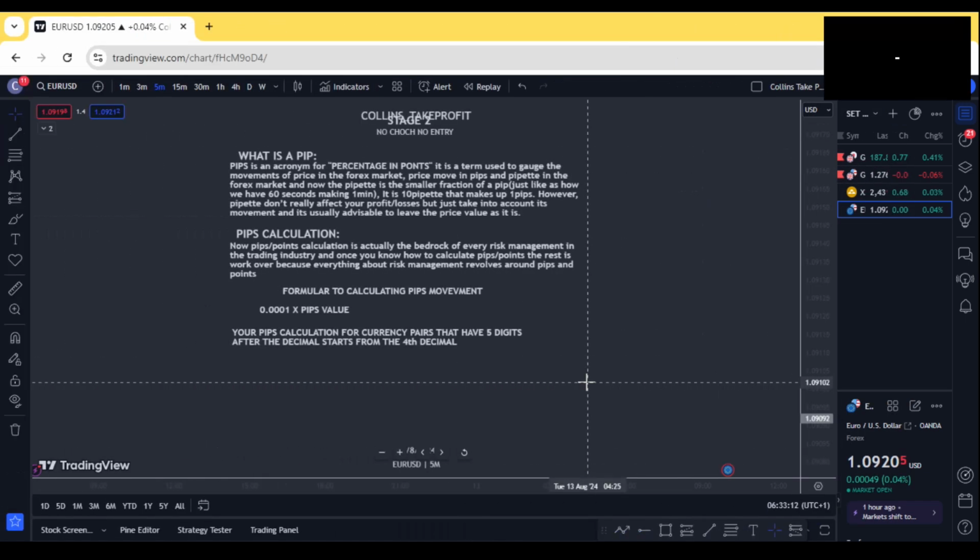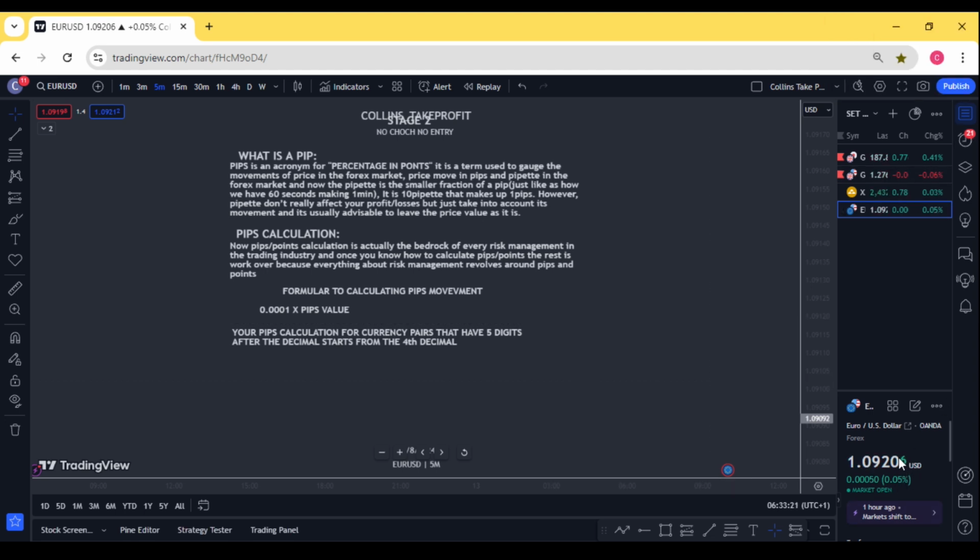Let's take for example Euro USD, which has 5 decimals plus the pipette. The pipette is the raised 5 around here. We're going to make use of the 4th decimal, which is where our pip calculation actually starts from. Let's do the calculation. Say the current price value of Euro USD is 1.0920, and remember we are doing the calculation from the 4th decimal.